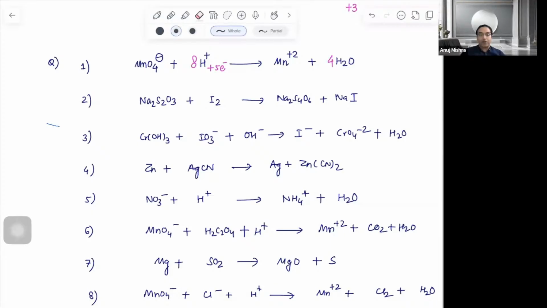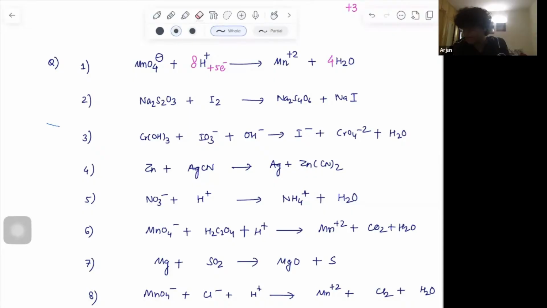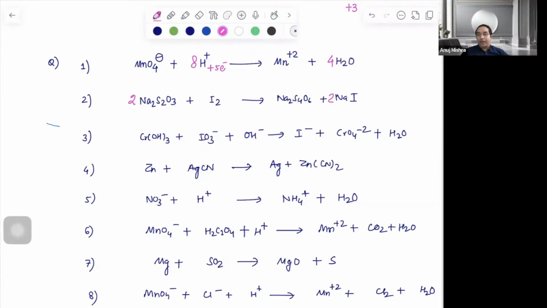Proceed to the second question. You did it a few minutes back, but now in ionic form, the same question. So who's going to answer this question? Arjun, can you answer? Yes, sir. It will become 2Na2S2O3 plus I2 gives Na2S4O6 plus 2NaI. Very good. There is no need of any electrons.